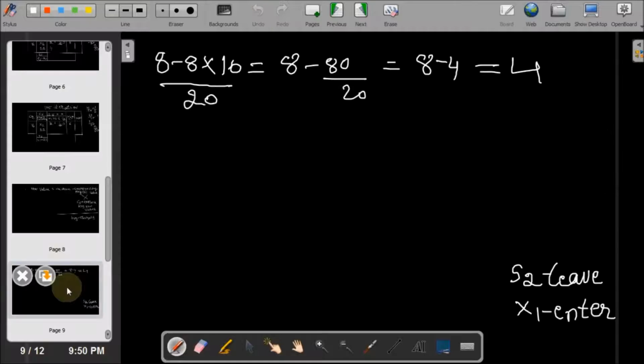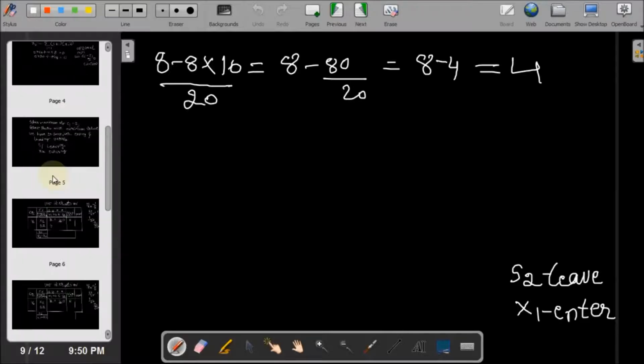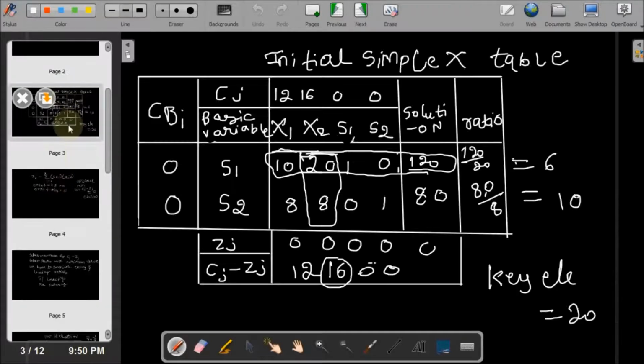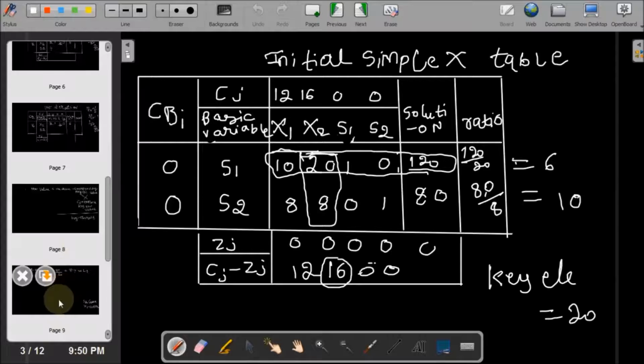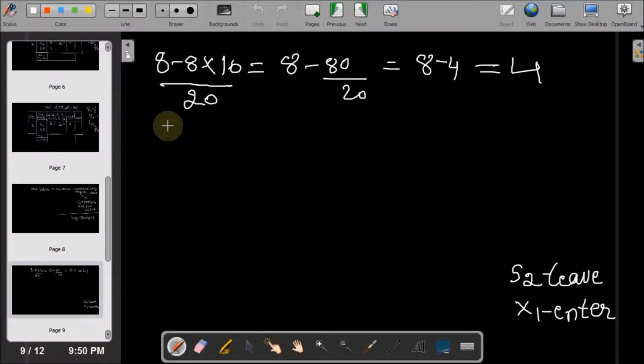See, according to the formula, what is the old next value? Next value is 8 only. This is the next value. Old value is what? 8. What is the column value? Column value is also the same. 8 minus 8. Right? See, I will write this.